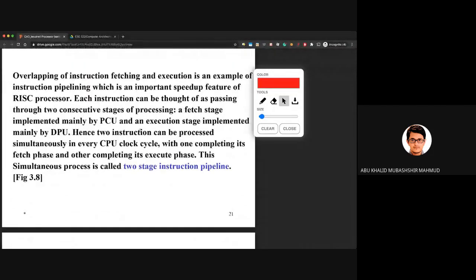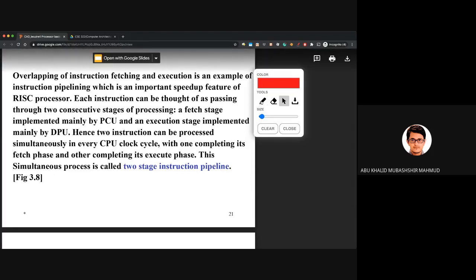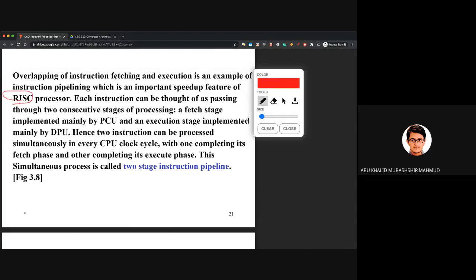So here we get a glimpse of the description. I'm going to read it out and try to explain as I go. Overlapping of instruction fetching and execution is an example of instruction pipelining, which is an important speed-up feature of the RISC processor. So we are concerned here with the RISC processor, and as I have told you before, this is instruction pipelining, and it fetches the instruction and executes it. So these are the stages of pipelining.